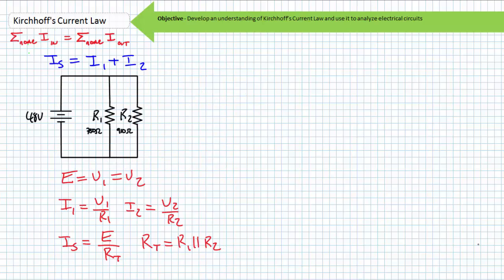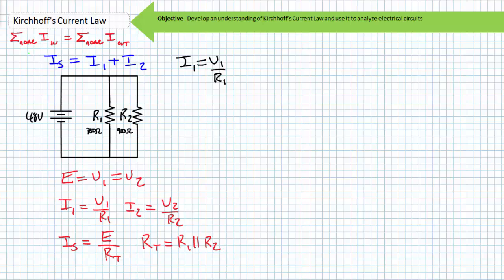Let's just put some numbers in here and use KCL and Ohm's law to solve for source current Is and the current through each element, I1 and I2. Our source voltage is 48 volts. R1 is a 750 ohm resistor. R2 is a 910 ohm resistor.